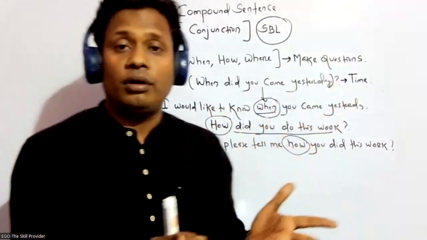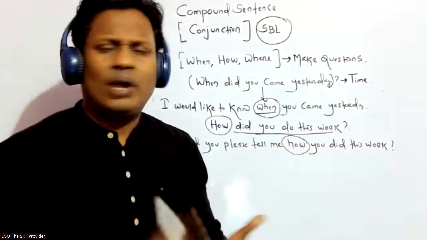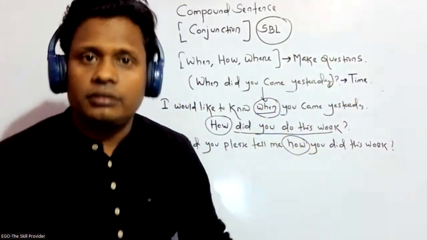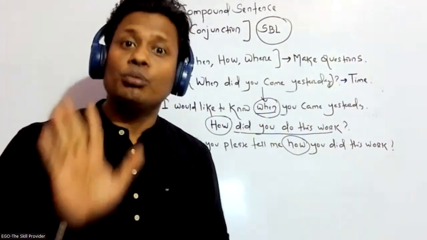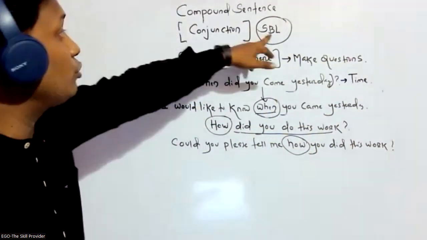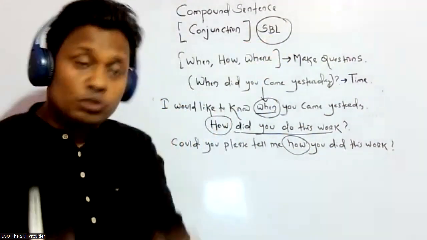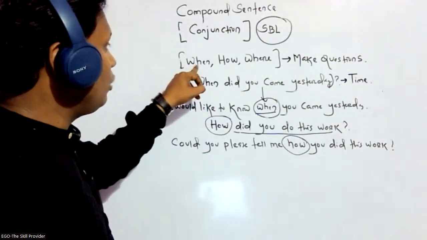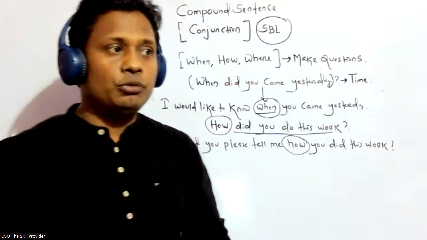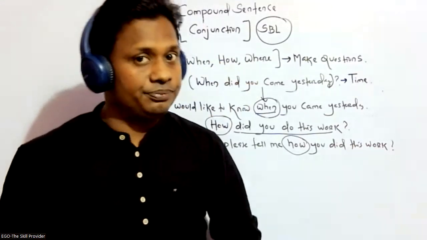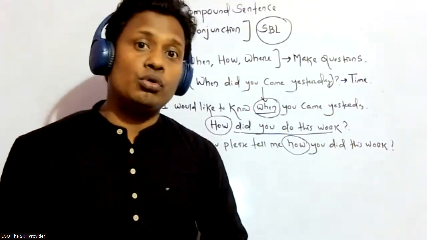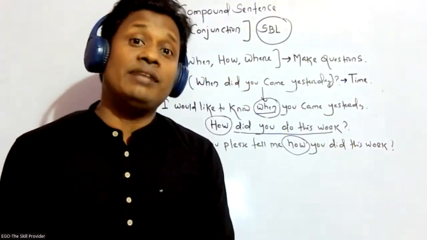Forget about it, there are so many conjunctions. What else? Even if, even though, either or, neither nor. There are some rules and regulations there. You might have known it, and I have to also give you some SBL technique. But whenever you are trying to say, may I know when you left this place? Some people say, may I know when did you leave this place?